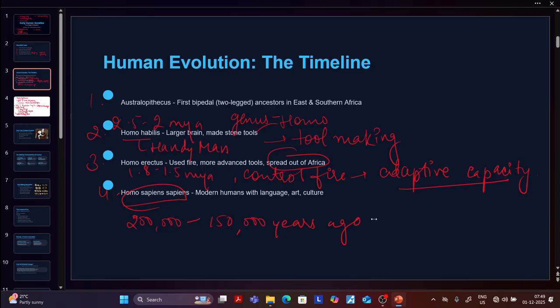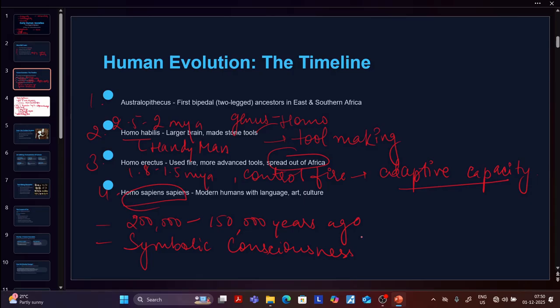Homo sapiens possesses what we call symbolic consciousness. The capacity to create and interpret abstract symbols. We create art, we use complex language, we imagine futures and pasts. The capacity for symbolic representation is what defines us.